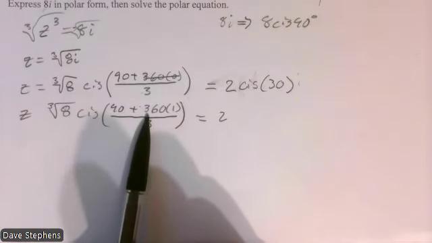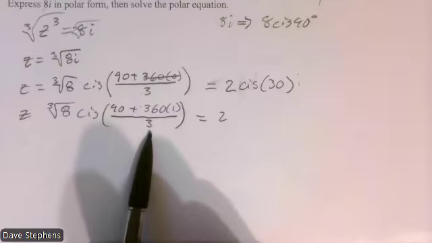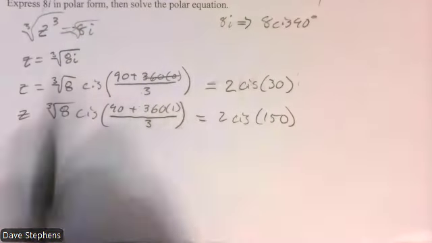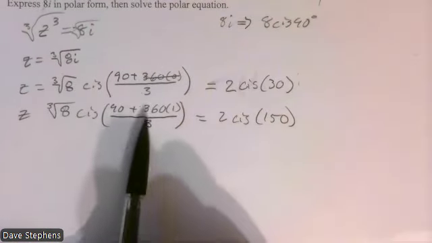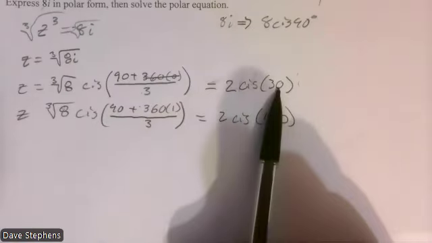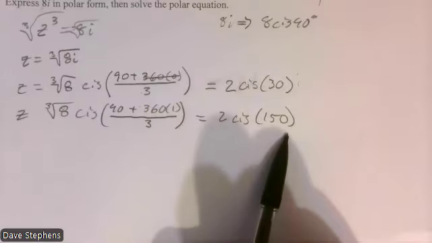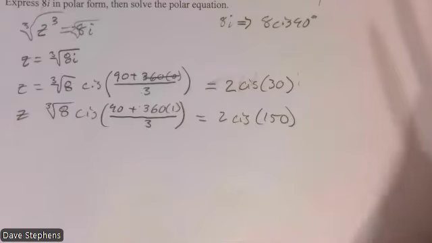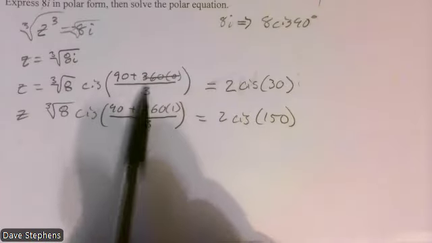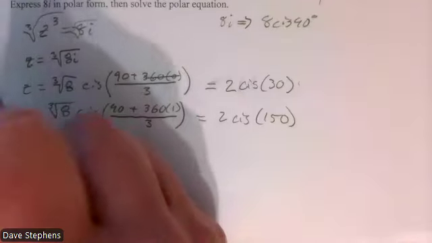So 450 divided by 3 is what, 150? Is that right? I feel good about that. 2 CIS 150. And let's see, does that make sense? 360 divided by 3 is 120, right? And if the first one was 30 and we add 120, we get 150. Hey, that worked. Looks like we're adding 120 every single time. Well, I guess we could have figured that out earlier. So that means the last one should be pretty easy.